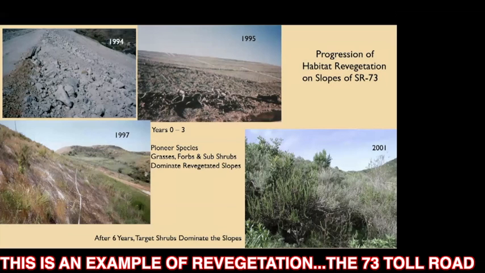So this is an example of revegetation. Here we have a roadway being built through an open space in Orange County, the 73 toll road, for which I was the project biologist to manage the mitigation and to make sure that all the regulations were followed.